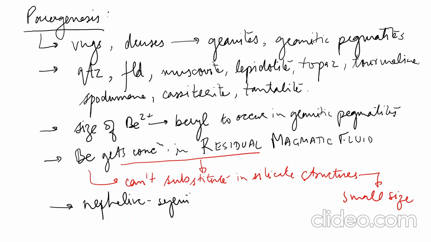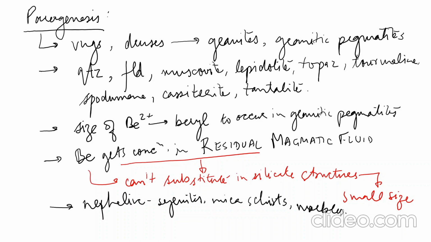Other than this, beryl has also been found to occur in some nepheline syenites, in some mica schists, and sometimes in marbles as well. Okay, so this is in short about the paragenesis of beryl. So once you get questions on the structure, composition, and the paragenesis of beryl, let us say in GSI exam, this is enough what you get in this video.